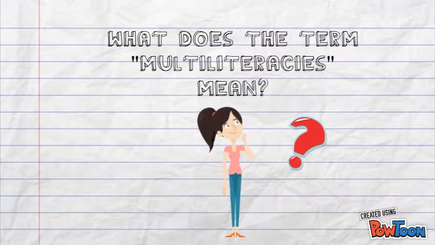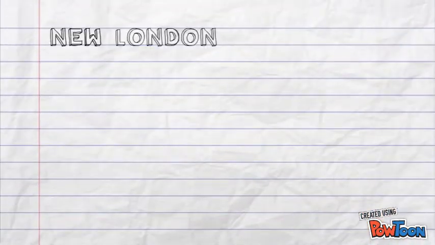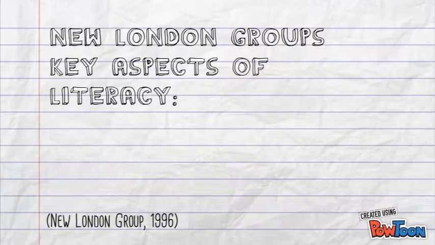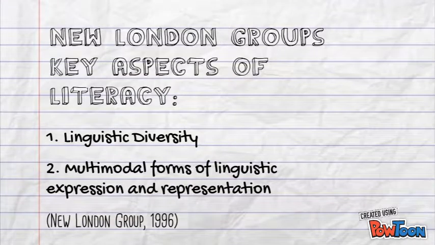Multi-literacies is a term invented in the mid-1990s by the New London Group and is an approach to literacy theory and pedagogy. The New London Group states that for students to be literate, they must be competent in creating and engaging with a variety of texts.